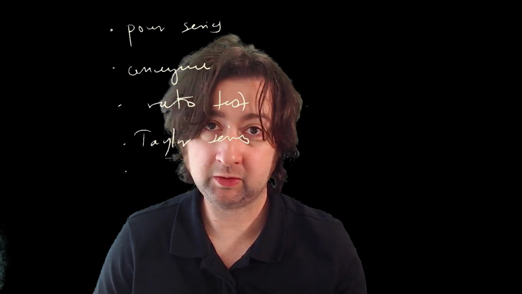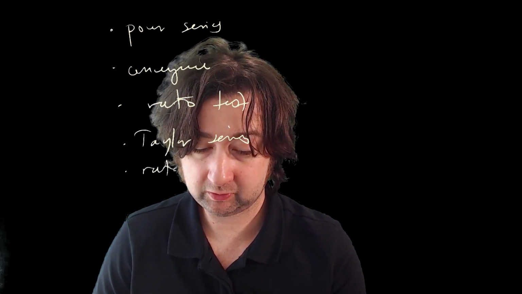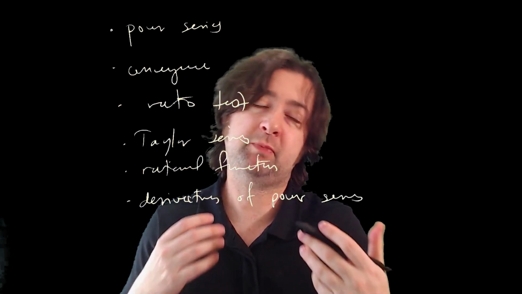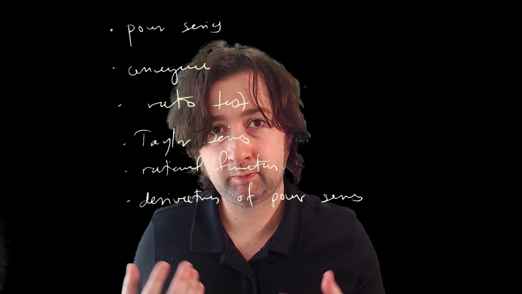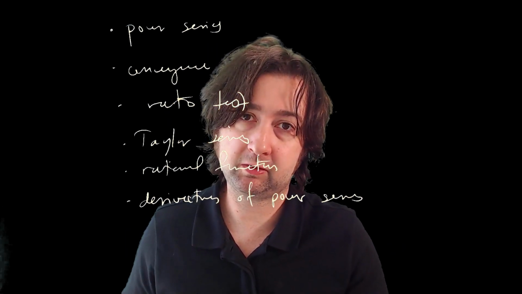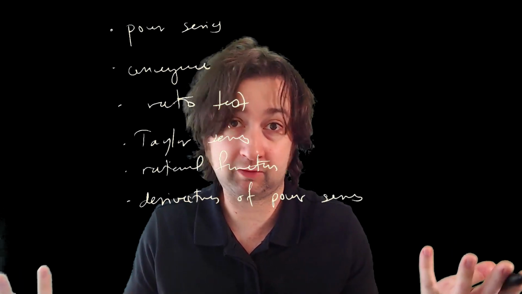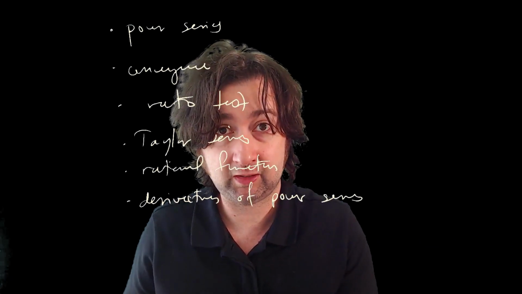So what did we cover? We talked about power series. We talked about convergence. We talked about the ratio test. We talked about Taylor series. We talked about rational functions. And we talked about derivatives of power series. I'll mention that power series can be integrated as well, but we're not going to be using integration of power series in this course. It's still good to know that if you can differentiate a power series, you can integrate it. So you can do calculus on it.